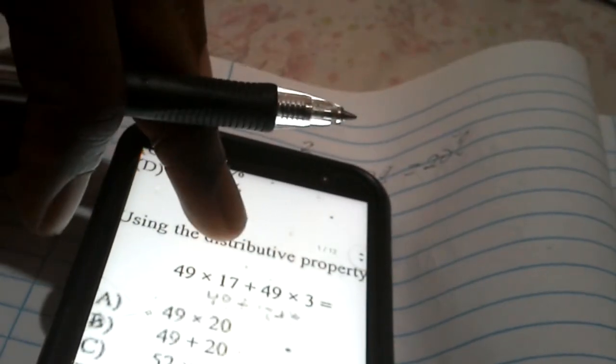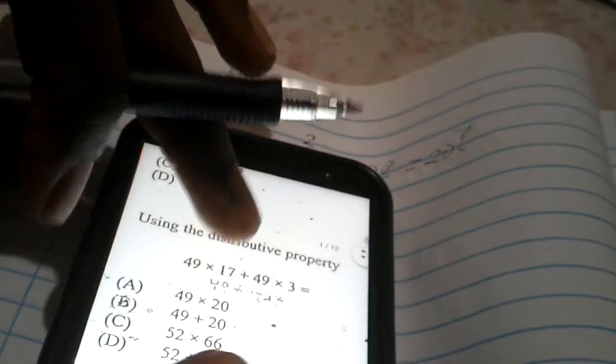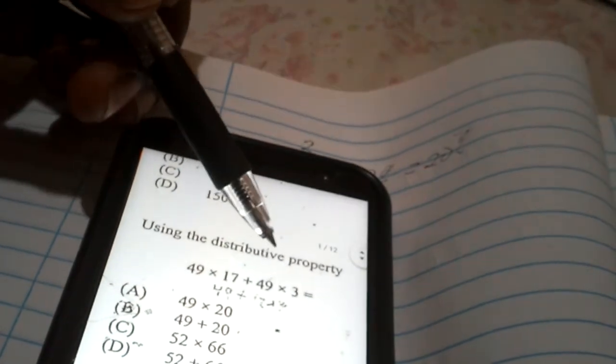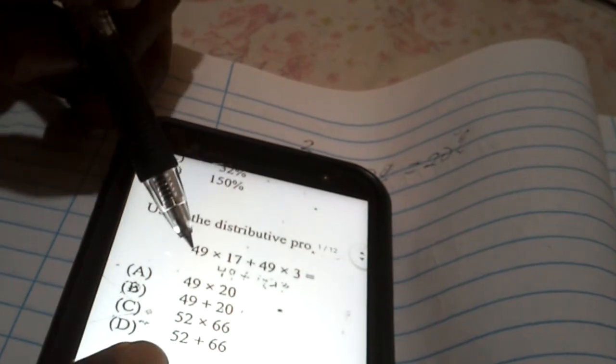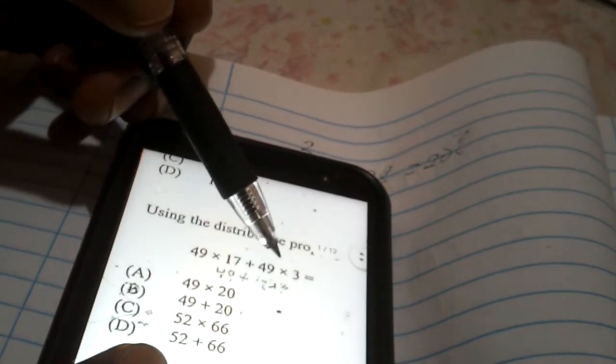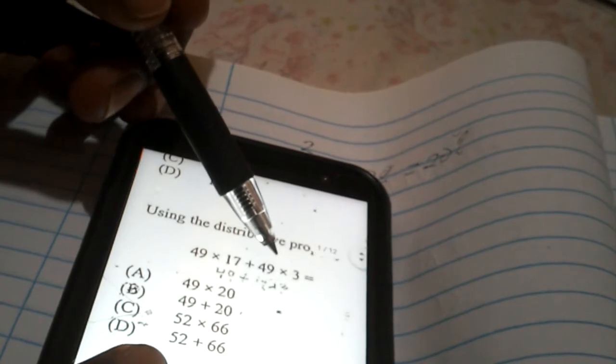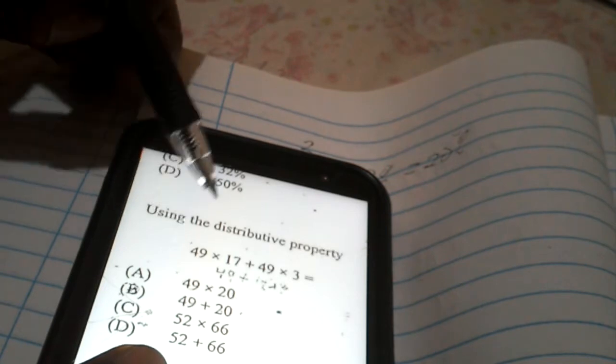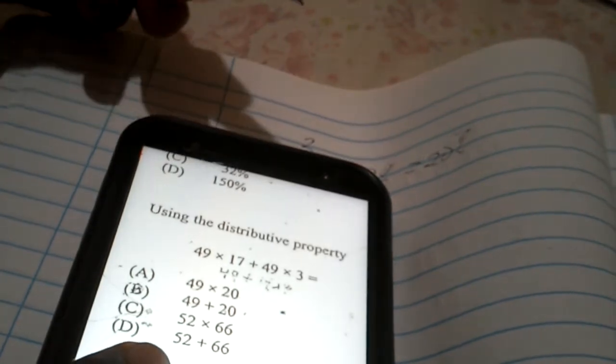Alright, so let's go on to number 3 now. Number 3 says, using the distributive property, we have 49 times 17 plus 49 times 3. Now, what does this mean? The opposite of the distributive law basically is factorization. Now, the distributive law basically means the removal of brackets. Let me give you an example. So, for example, if I have a open bracket x plus y, using the distributive law, a times x is ax and a times y is ay.